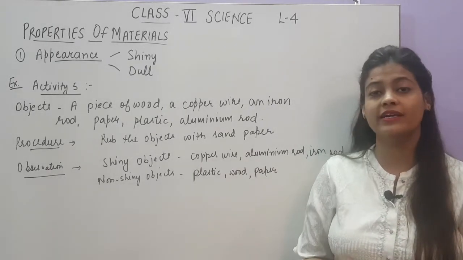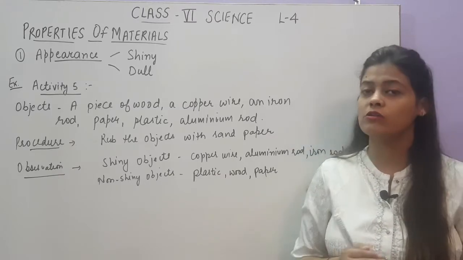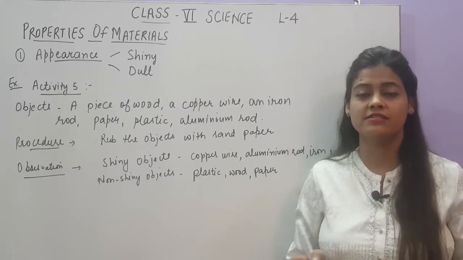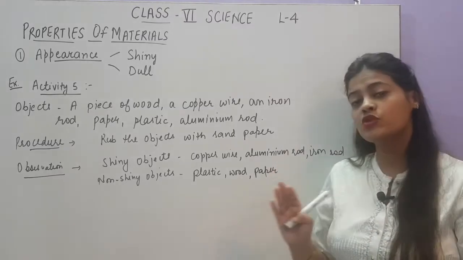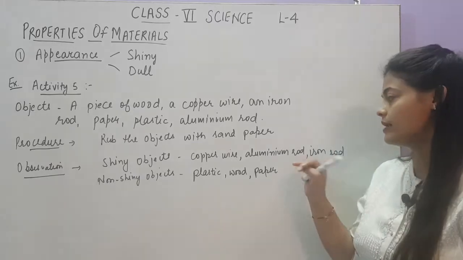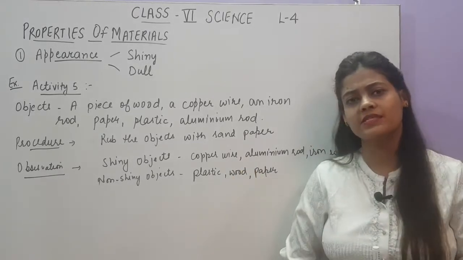Iron rod also gets rusted by the external environment. So we can rub it with sandpaper so that the extra deposited material over the iron can be removed and the actual iron can be seen. So iron rod is also a shiny object. You can also perform this activity at home.